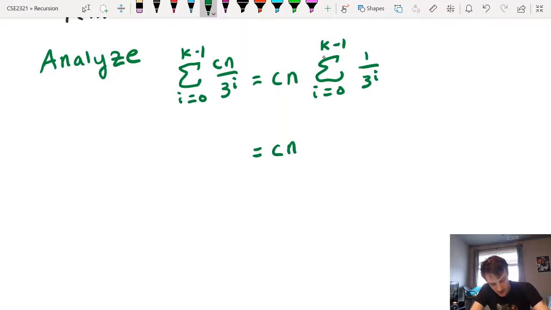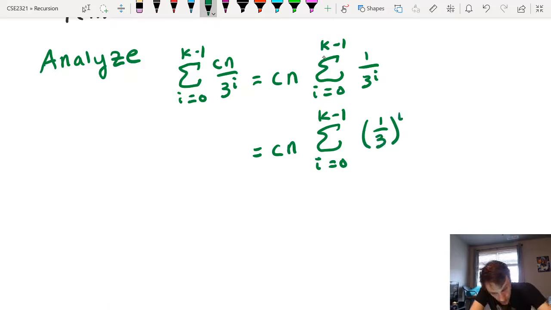That's equal to cn times the sum from i equals 0 to k minus 1 of a third, let's write that a bit neater, 1 over 3 to the i. Why can I do that? Well, 1 to the i is always just 1. So this is like 1 to the i over 3 to the i, which we can write as 1 over 3 all raised to the i.